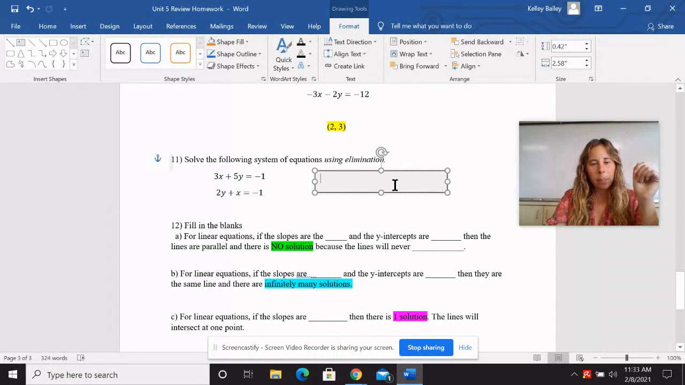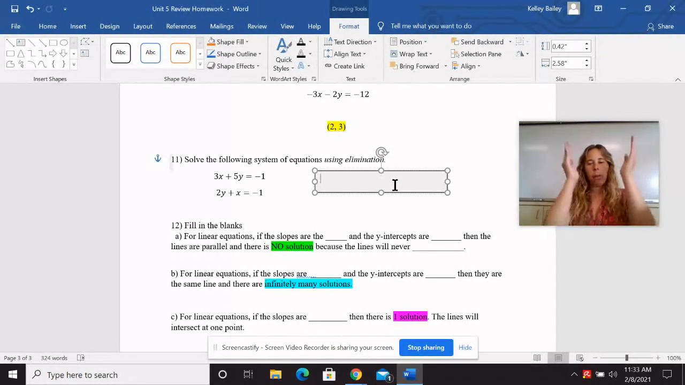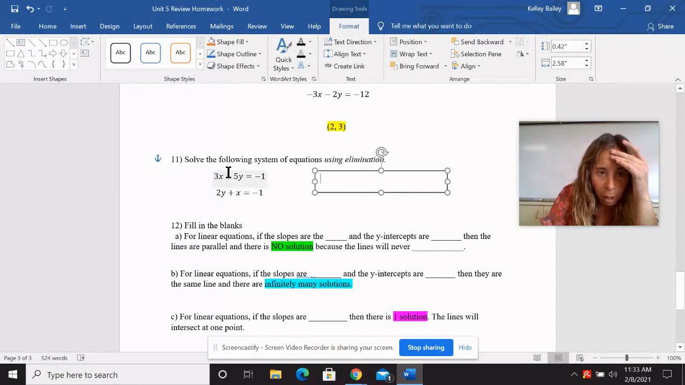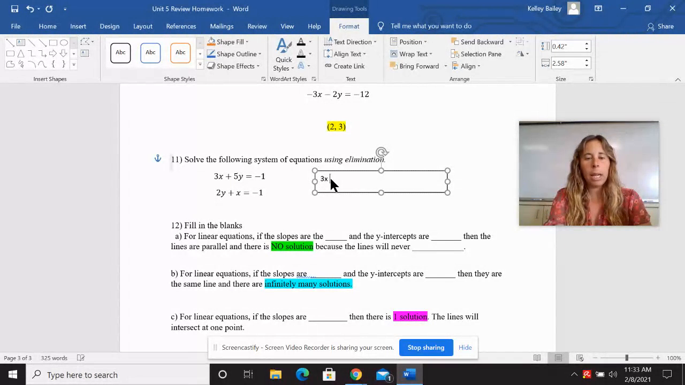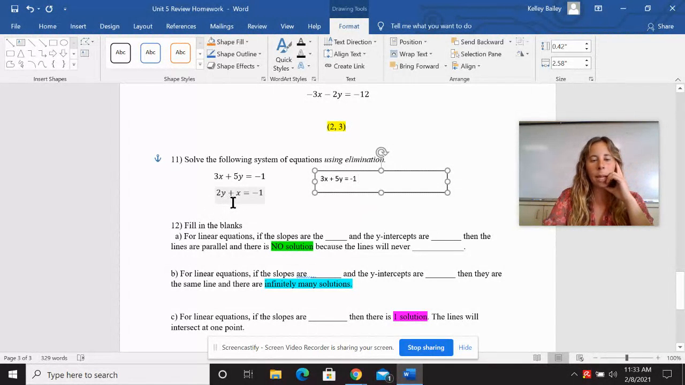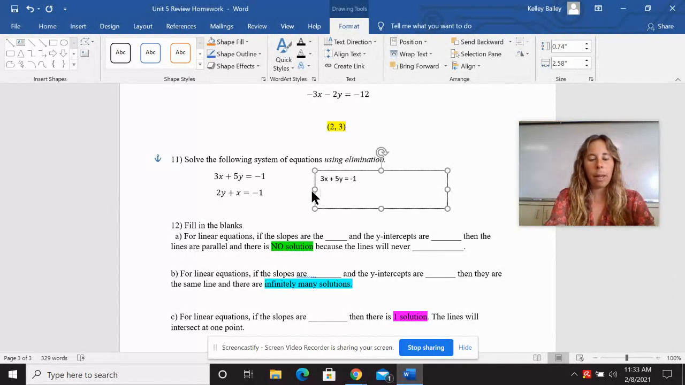So your first step in elimination is to make sure they're lined up. Are my x's and my y's lined up? No. Okay, so I'm going to leave the first equation the same, 3x plus 5y equals -1. And I'm going to switch the bottom equation so they're lined up. So 2y plus x becomes x plus 2y equals 1. There. Now they're lined up.